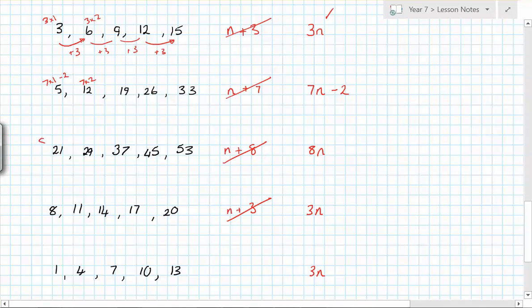The next one is 8n. Then we do 8 times 1, which makes 8, but I need 21, not 8. So I have to add... 8 plus what makes 21? 13, you think? 12? No, it's 13. Yes, plus 13. So we think plus 13. Let's just check: 8 times 2 is 16. 16 plus 13 is 29. We're happy with that.